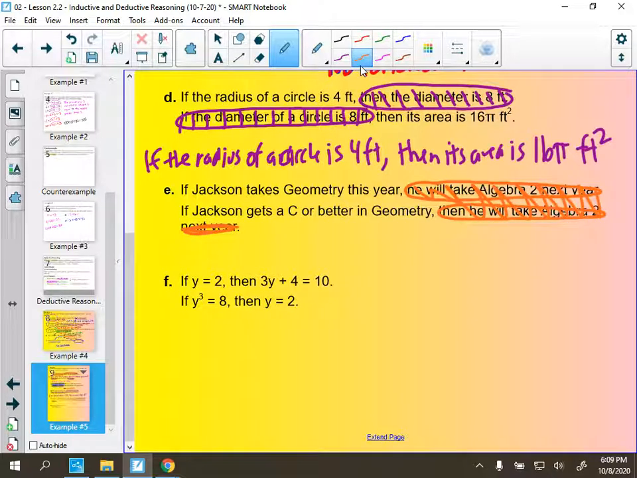This one's kind of like the one we said no conclusion to before, except we're left with 2 ifs. If Jackson takes geometry this year, if Jackson gets a C or better in geometry. It doesn't make sense. There's 2 ifs. So we're going to say definitely no conclusion.